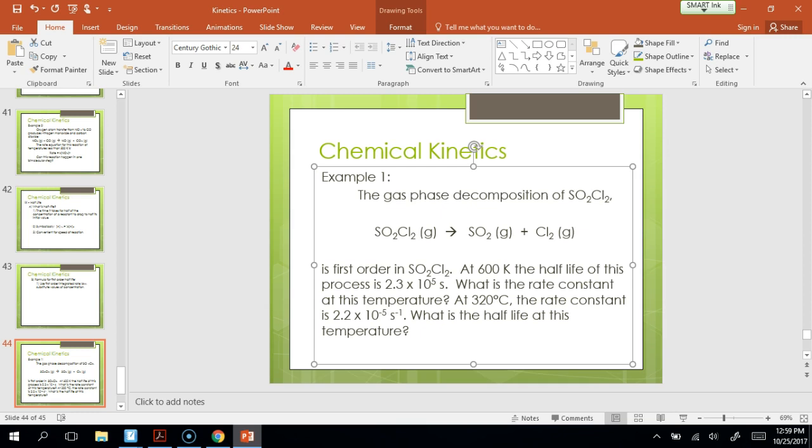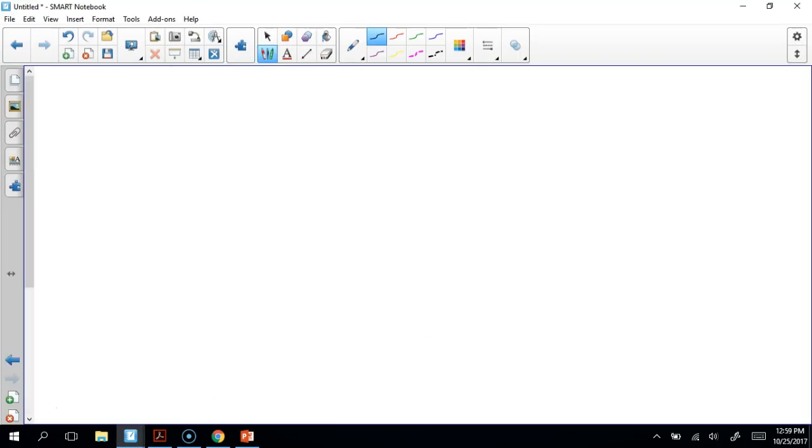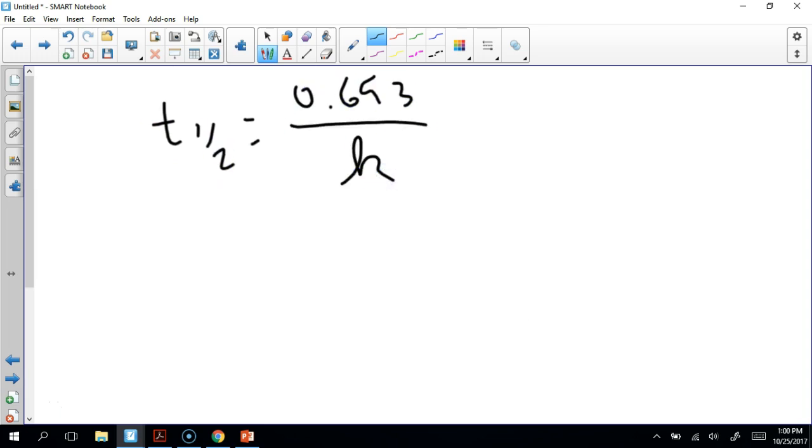And then it says at 320 degrees, we get a different rate constant when we change the temperature. The rate constant is now 2.2 times 10 to the minus 5. It says, what's the half-life at this temperature? Well, we're going to do the same sort of thing. And now we have the rate constant.